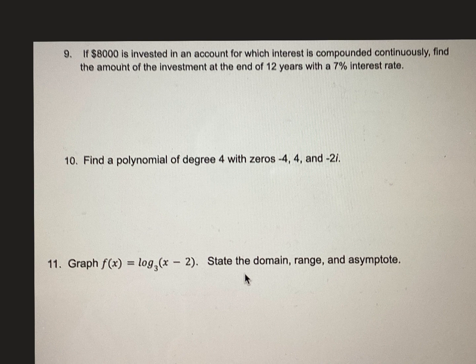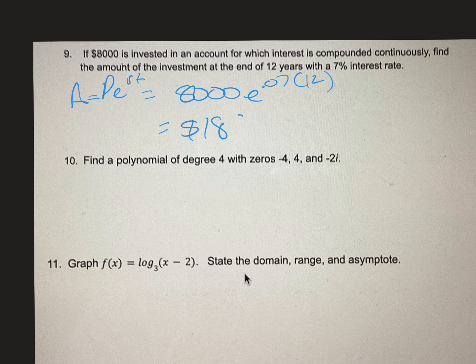8,000 invested in an account compounding continuously. Find the amount of investment after 12 years. Okay, that's because it says continuously. That's PERT, P times e to the rt power. So I'm going to say 8,000 e to the 0.07 times 12. Just got to punch that straight in. And when I do that, it looks like I'm getting about $18,530.94. All right, number 10.